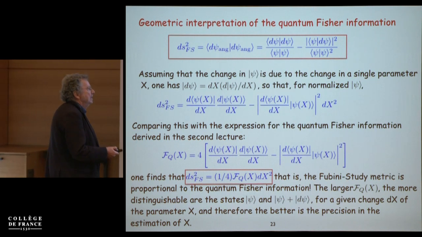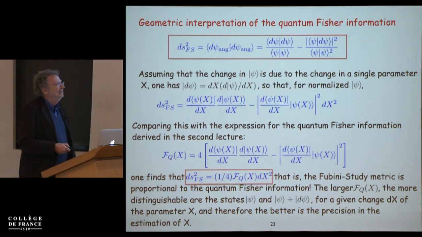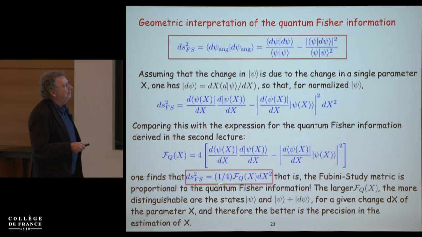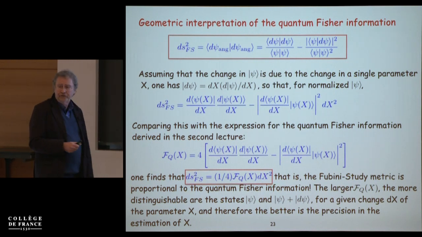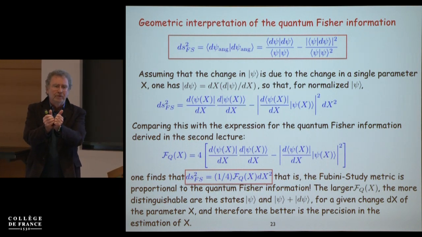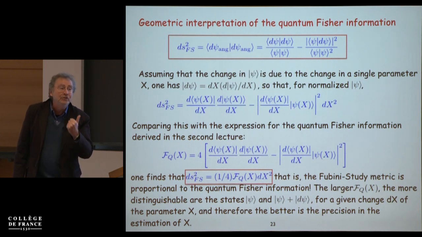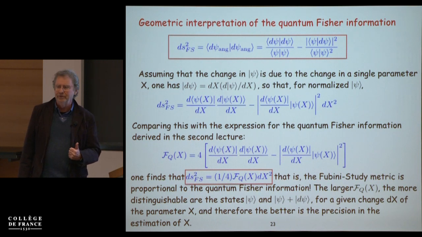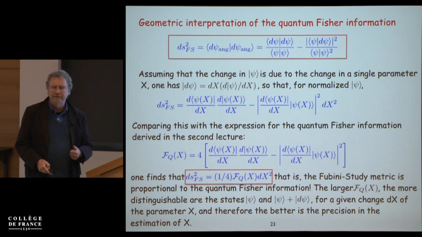And in fact, that shows that the larger the quantum Fisher information, the better will be the precision on the estimation of x. Because for the same dx, the larger will be the difference between the initial and final state, the more distinguishable will be the states. So that takes us to our second lecture, in which I mentioned that quantum metrology has to do with the distinguishability between quantum states. And you see that indeed the quantum Fisher information is directly related to that.